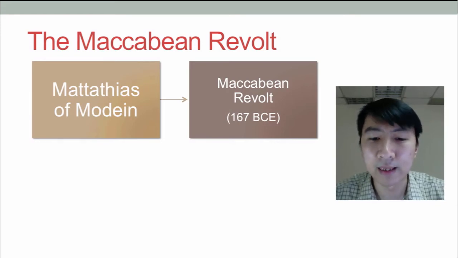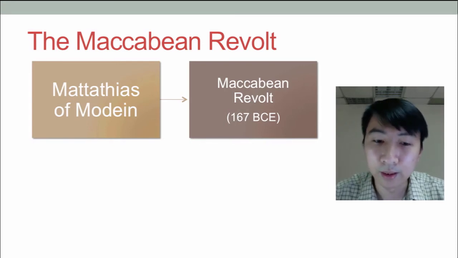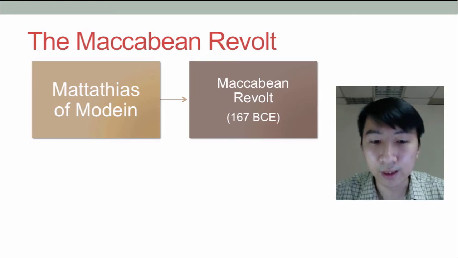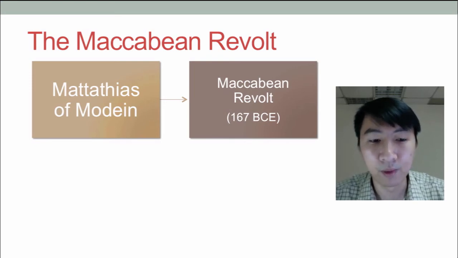Sometimes we call this family the Hasmoneans because of the name Hasmon, who was the great-grandfather of Mattathias. Or sometimes we also call this group the Maccabees because of the nickname Maccabeus, which means hammer, which we give to Judas, one of the sons of Mattathias. After Mattathias was killed in the revolt, his sons continued the revolt, and they were very successful in guerrilla warfare. In fact, they managed to expel the Seleucid troops from Jerusalem, and then they conquered Palestine.